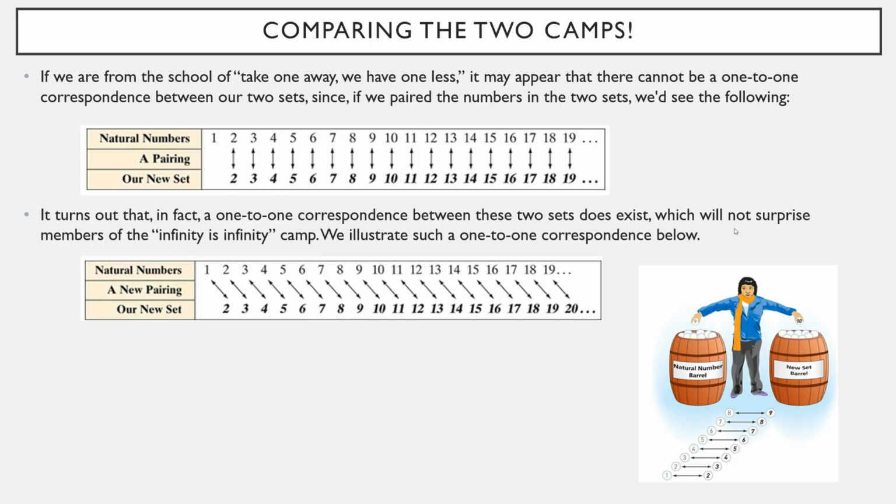This isn't going to surprise people who are members of the infinity-is-infinity camp. We illustrate it this way: you shift it. You take the first element of the natural numbers, 1, and map it to 2. Then 2 to 3, 3 to 4, 4 to 5. Another way to illustrate it is to imagine you have all the natural numbers in a barrel and all of the set 2 to infinity in another barrel. You could pull numbers out one at a time and map them perfectly.